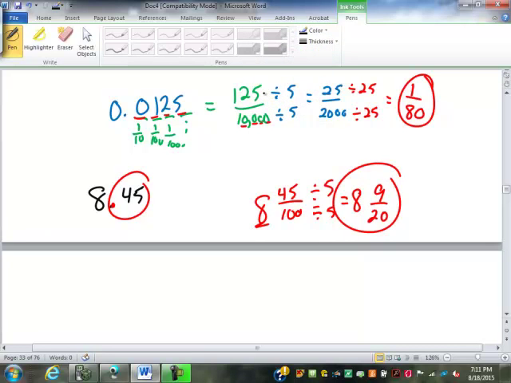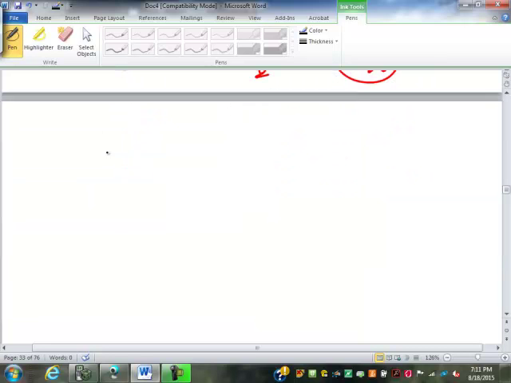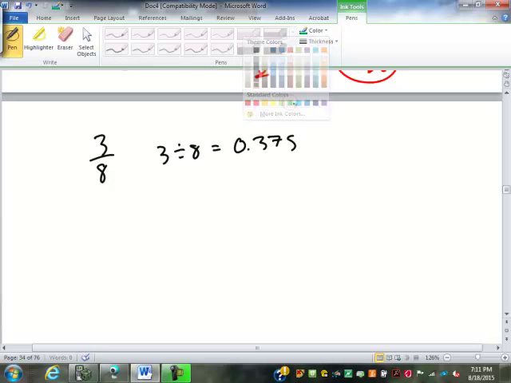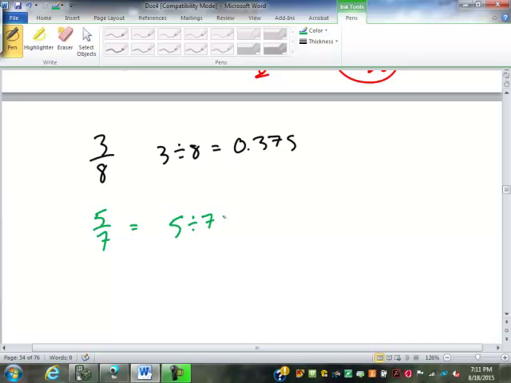Going from a fraction to a decimal is just as easy. I'm just going to divide. 3 divided by 8 is 0.375. What if I have 5/7? What's that going to become? How do I do it? 5 divided by 7, which is going to be 0.714285714 approximately. Everybody get that? Okay. Any questions?